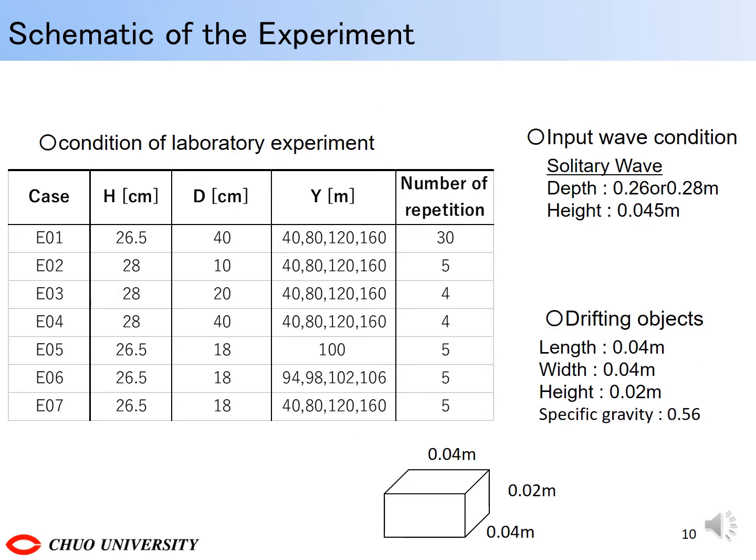These are the experimental conditions for each case. I changed the arrangement of the drifting objects and realized 7 cases. A 4.5 centimeter solitary wave was created as the wave-forming condition. The drifting model is 4 centimeters long and wide and 2 centimeters high and has a specific gravity of 0.56.